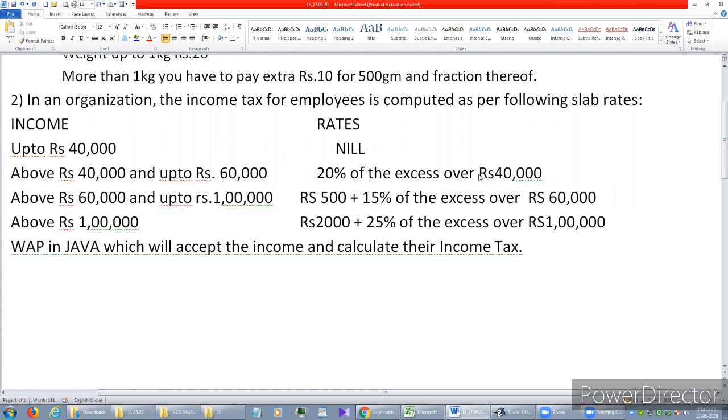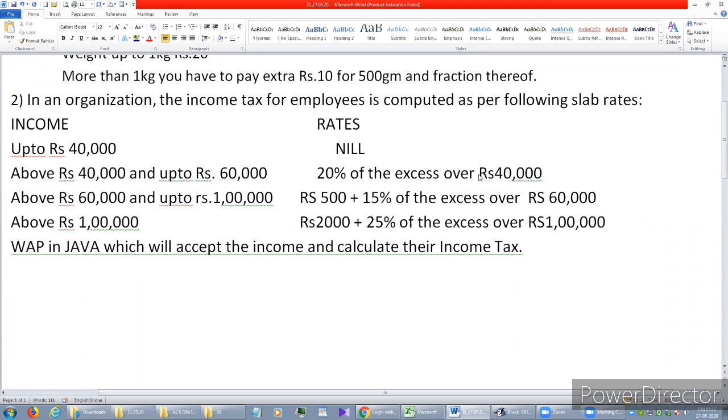Sonal, can you explain? Sir, is it 8,000? Okay. No. Why 8,000, Sonal? Yes, sir. Why is it 8,000? Please try to identify the statement. 20% of the excess over rupees 40,000.